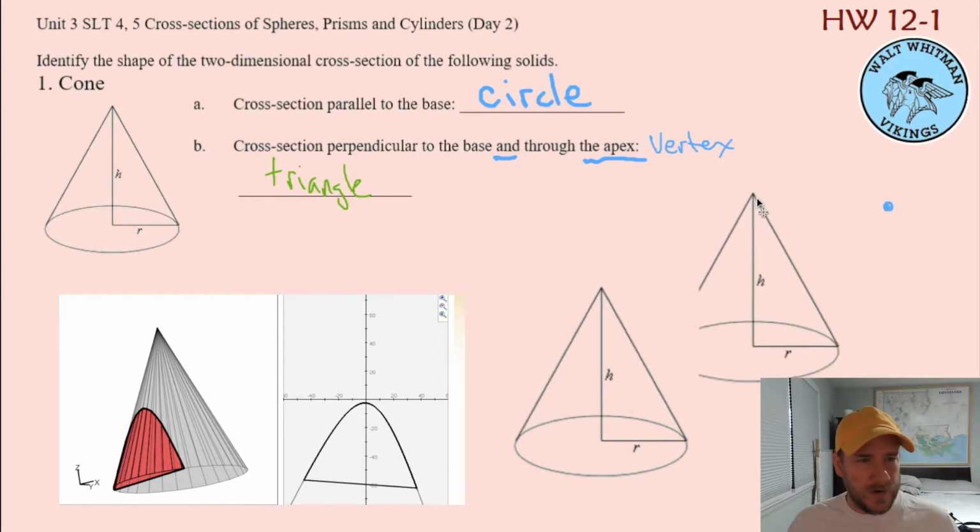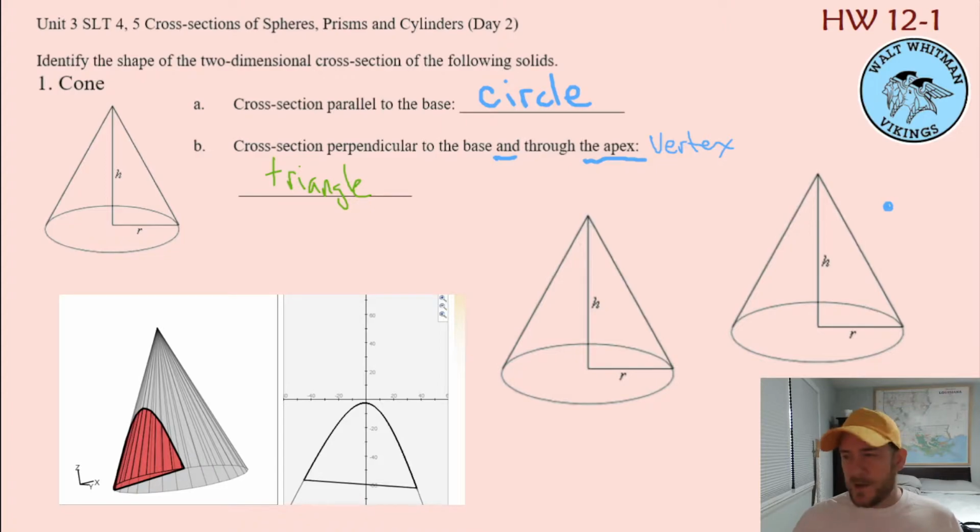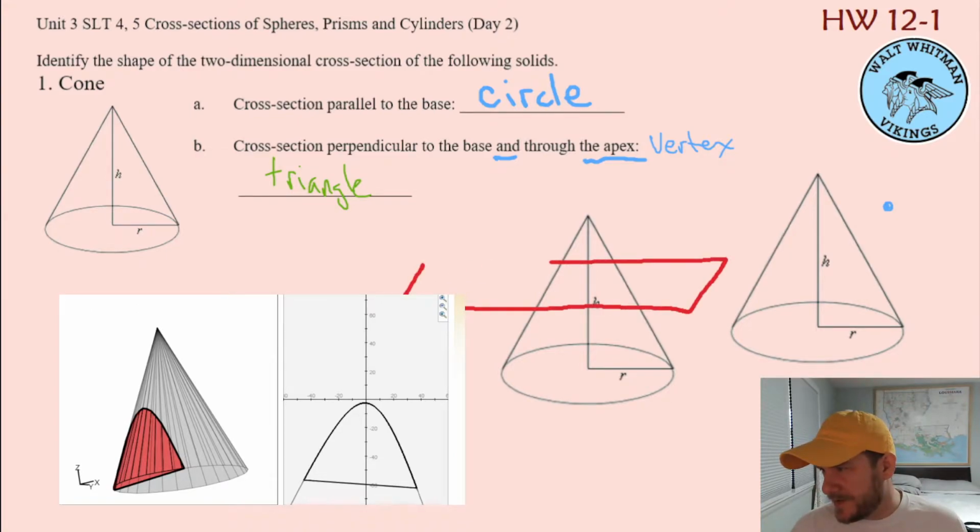I'll put one here, whatever. But if I do a cross section that's parallel to the base, then you can imagine a plane slicing straight across like this, and your cross section would go bzz, bzz, and we get that circular cross section. That is not the best drawing ever, but that's okay.